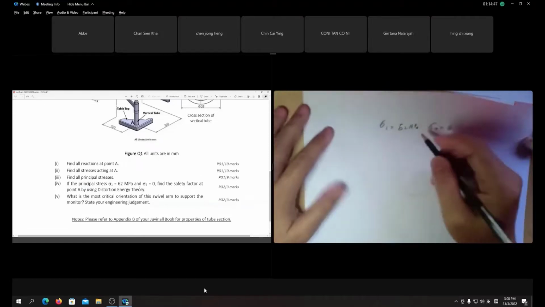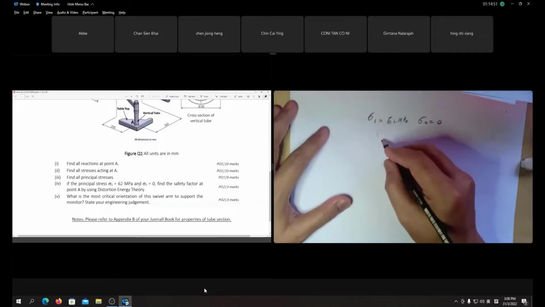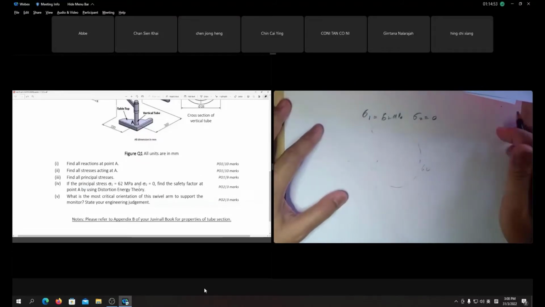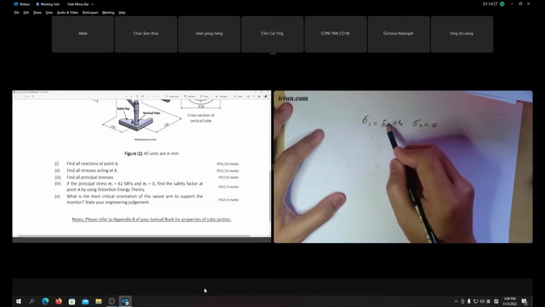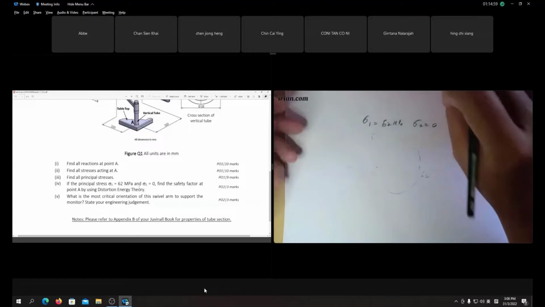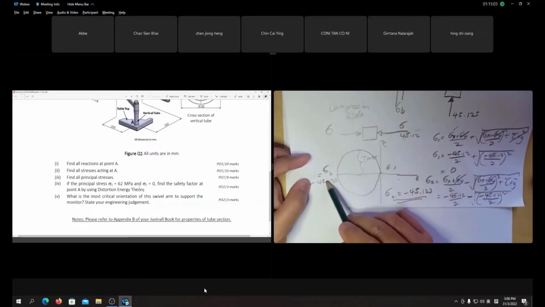Find safety factor for DET. Class, listen. Okay, DET safety factor. Find the safety factor at point A based on this way. If point A already gives you sigma 1, sigma 2, that would be one case. But in our case, sigma 1 is not like that. Sigma 1 is 0, sigma 2 is negative 45.123.